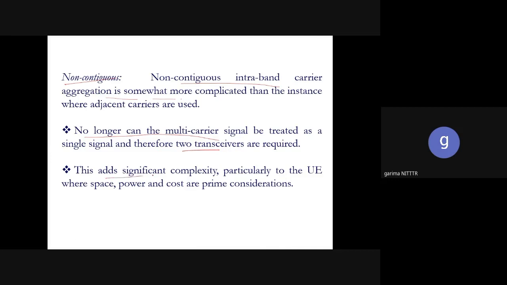This adds significant complexity, particularly to the user equipment, because these things have to be added into the user equipment itself. In that, space, power, and cost are the primary considerations, because user equipment size is fixed and cost should not go very high. So we have different challenges in implementing these facilities available in 4G and 5G.